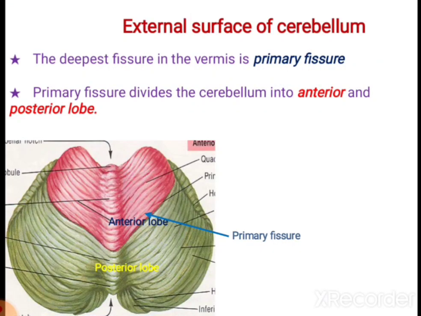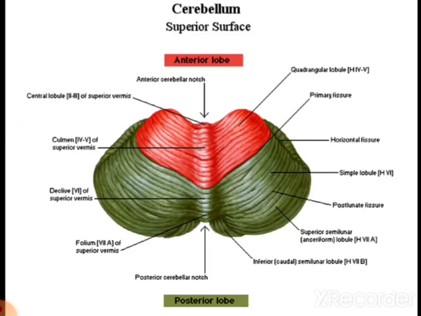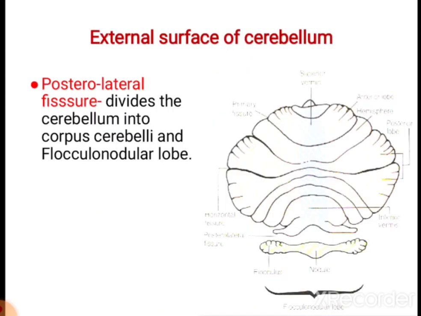On the external surface of the cerebellum, the deep fissure in the vermis is the primary fissure, or we can say the fissura prima. The primary fissure divides the cerebellum into anterior and posterior lobes. So this is the anterior and the posterior lobe. This is the superior surface of the cerebellum.